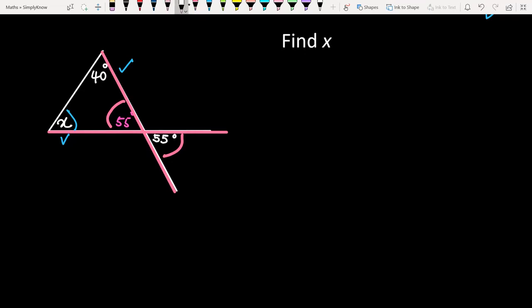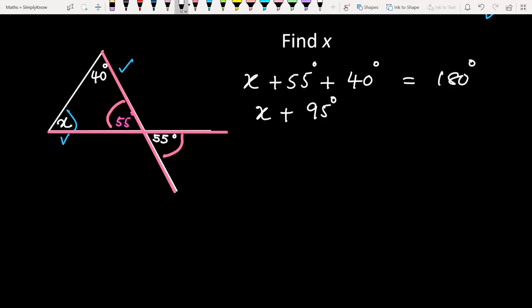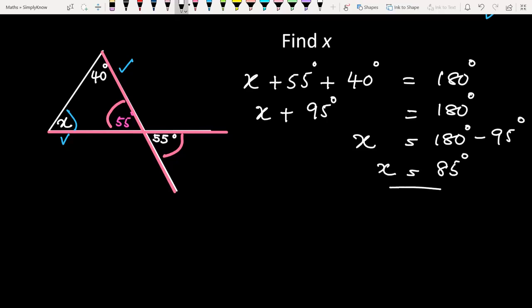So let's write this equation. X plus 55 degrees plus 40 degrees should be equal to 180 degrees. 55 plus 40 is 95 degrees. So x plus 95 degrees equals 180 degrees. So what's the value for x? X is 180 degrees minus 95 degrees. It's 85 degrees. X is 85 degrees.